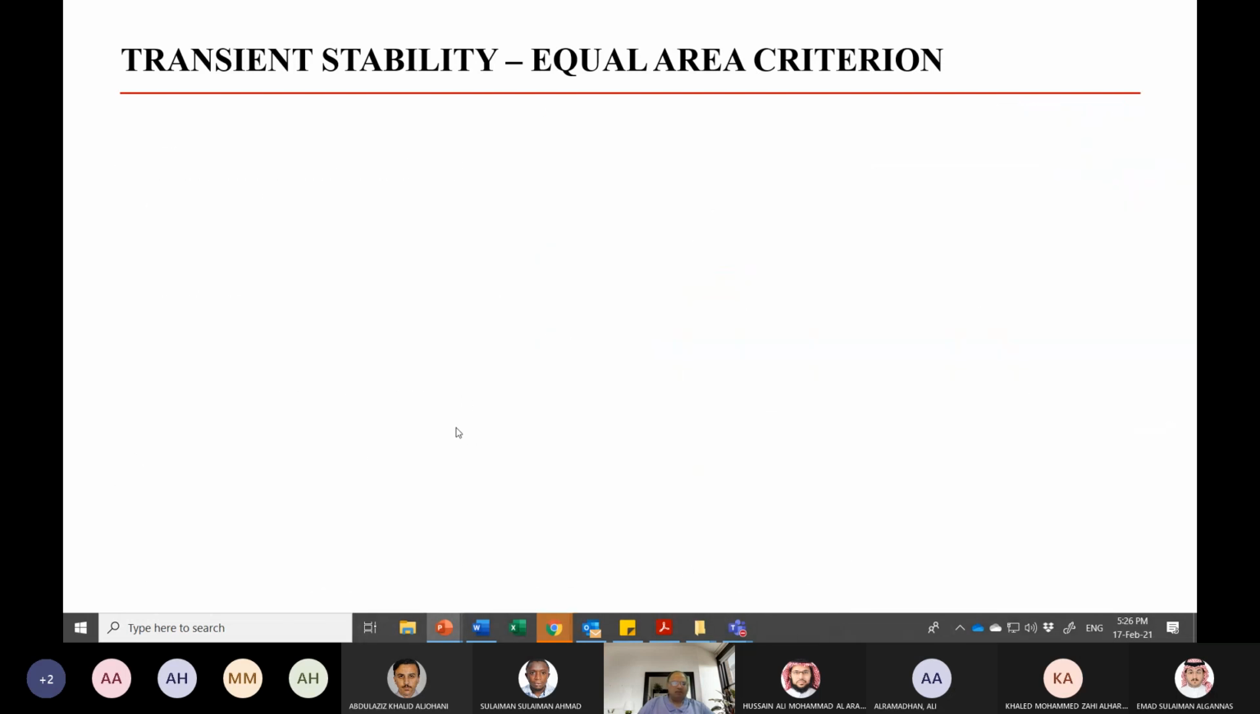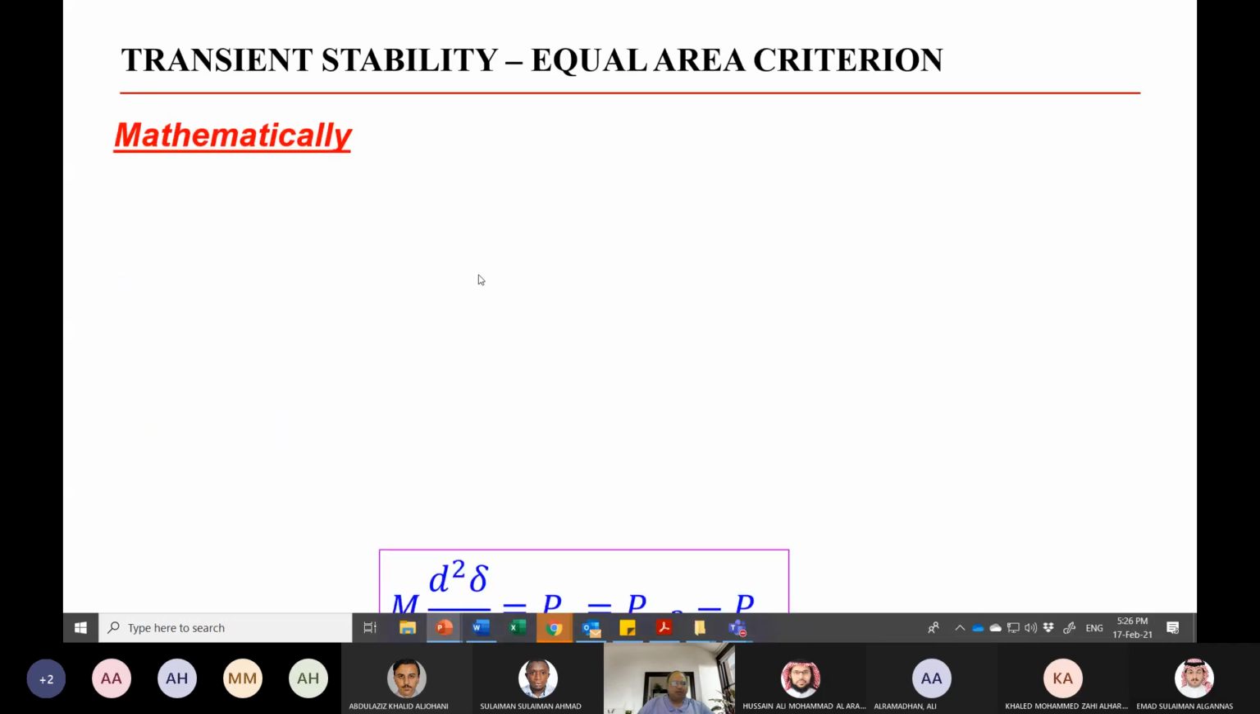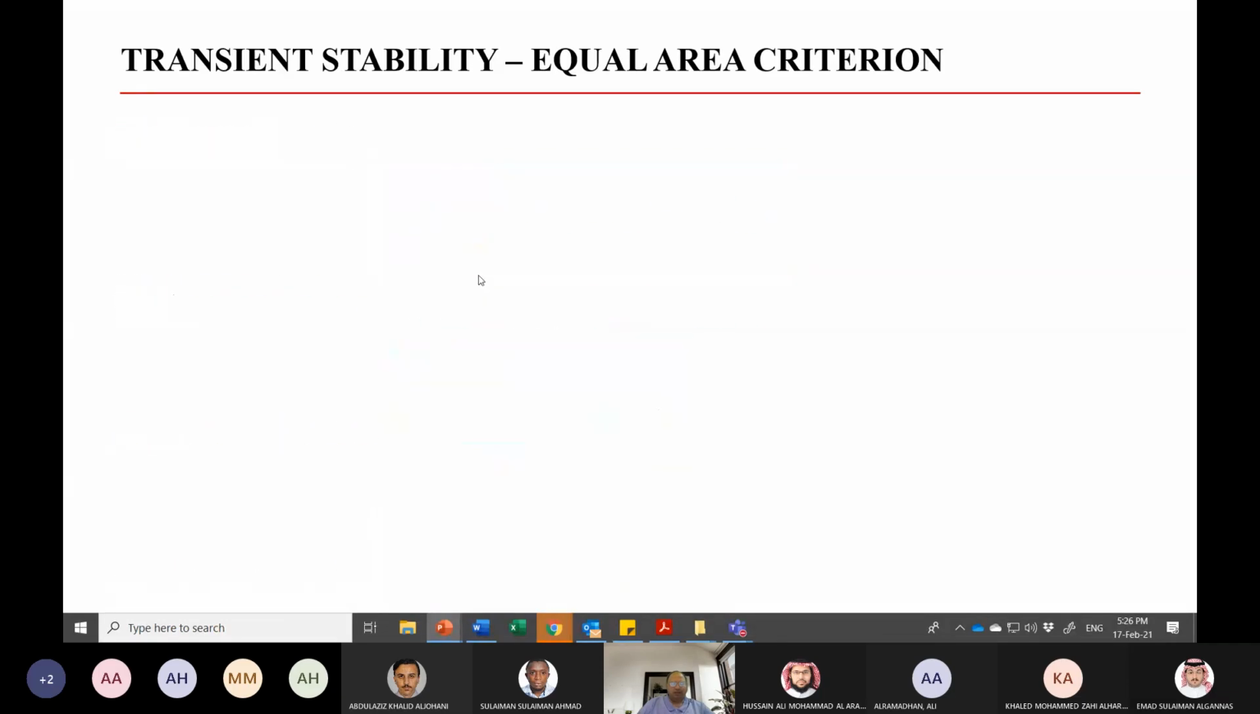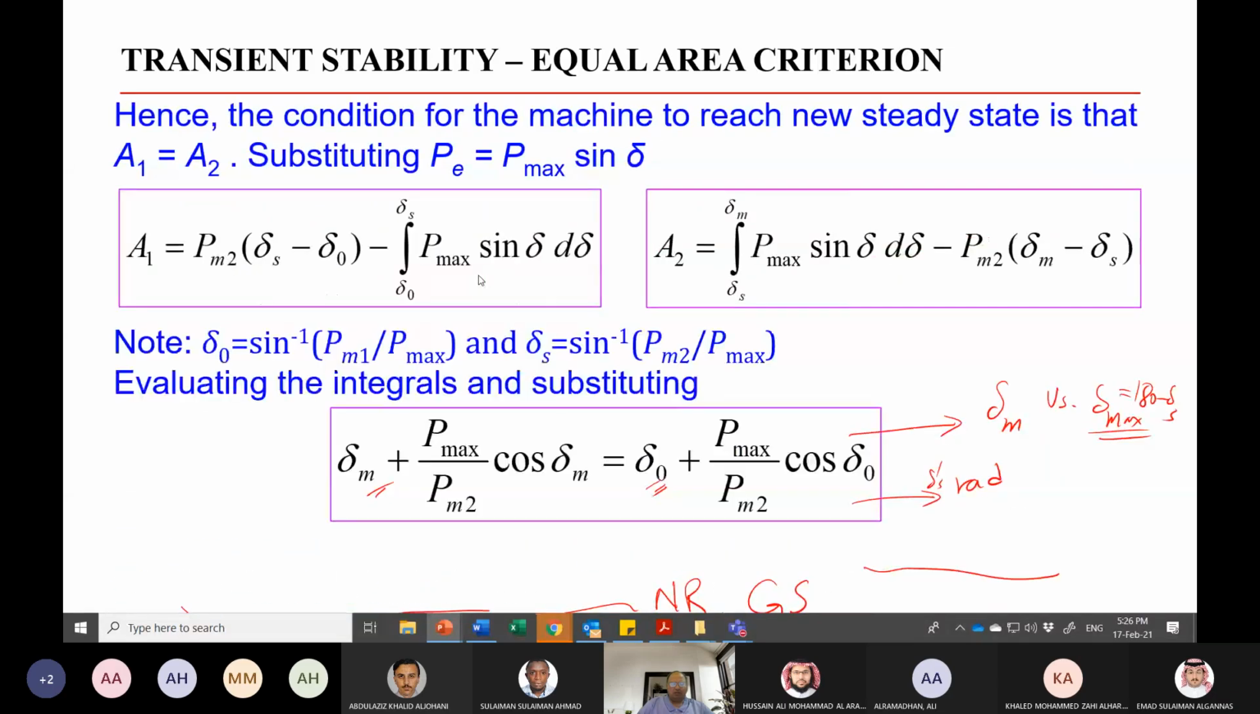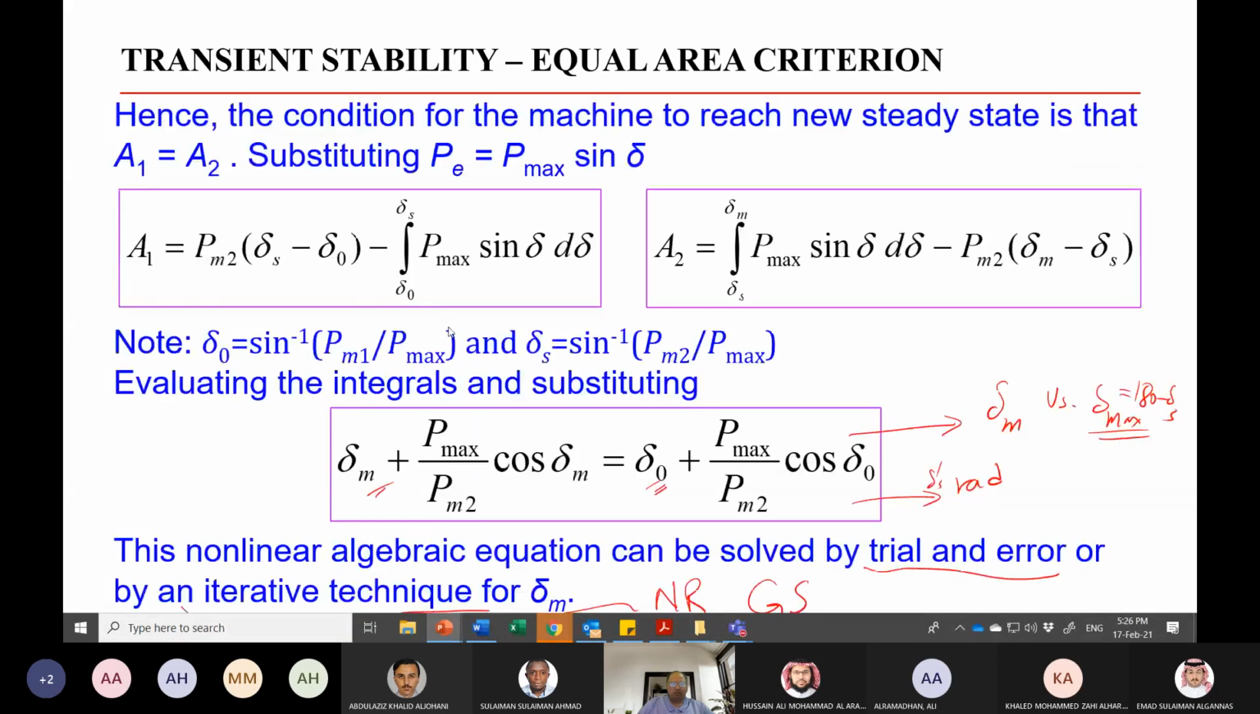But this can simply be done. And mathematically, at the end, we covered all this material before, we end up with this equation. Delta M, P max, PM2, delta 0, all these are known, except delta M. So you solve this non-linear algebraic equation, which has cosine delta M here. You can solve it by trial and error, or you can use any iterative technique like Newton-Raphson or Gauss-Seidel.